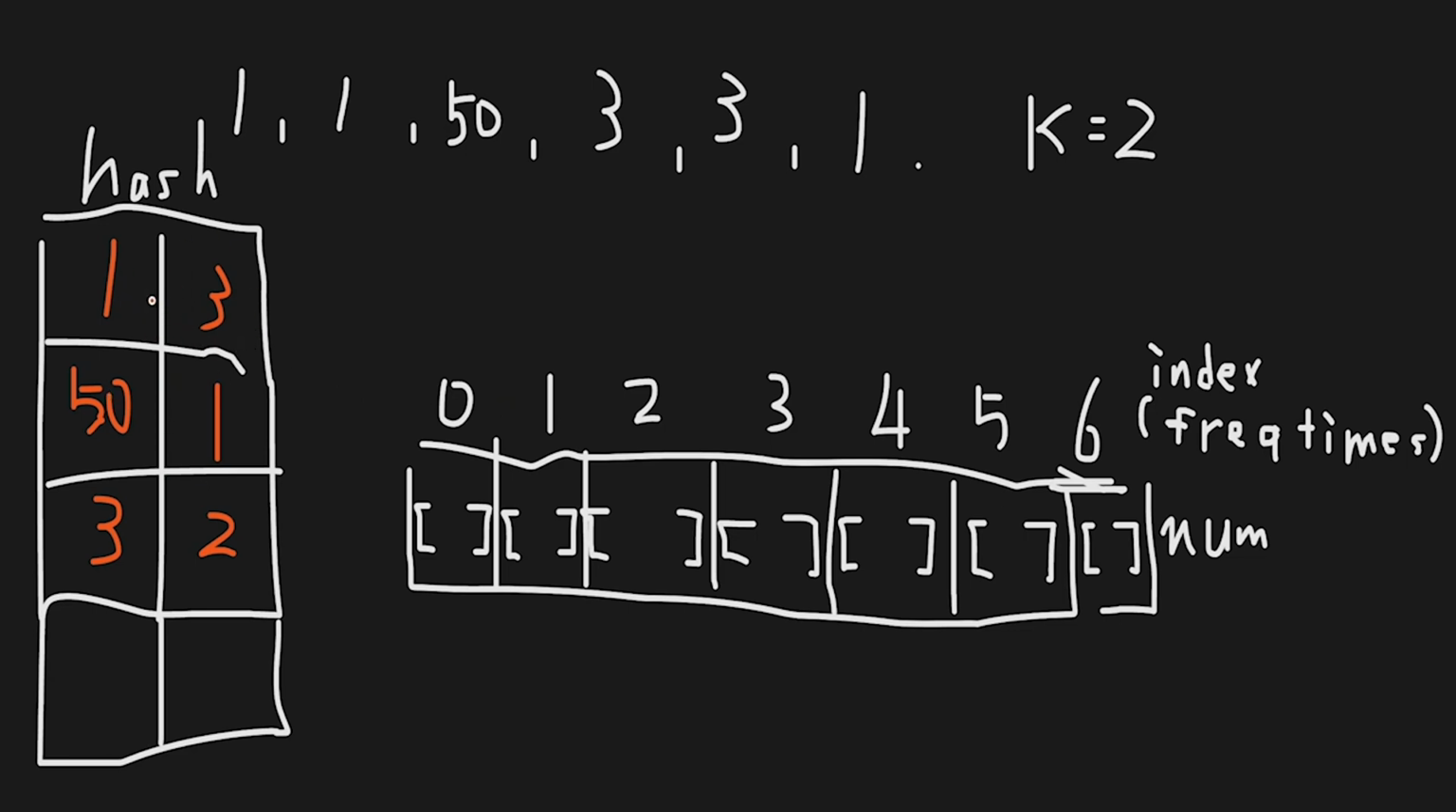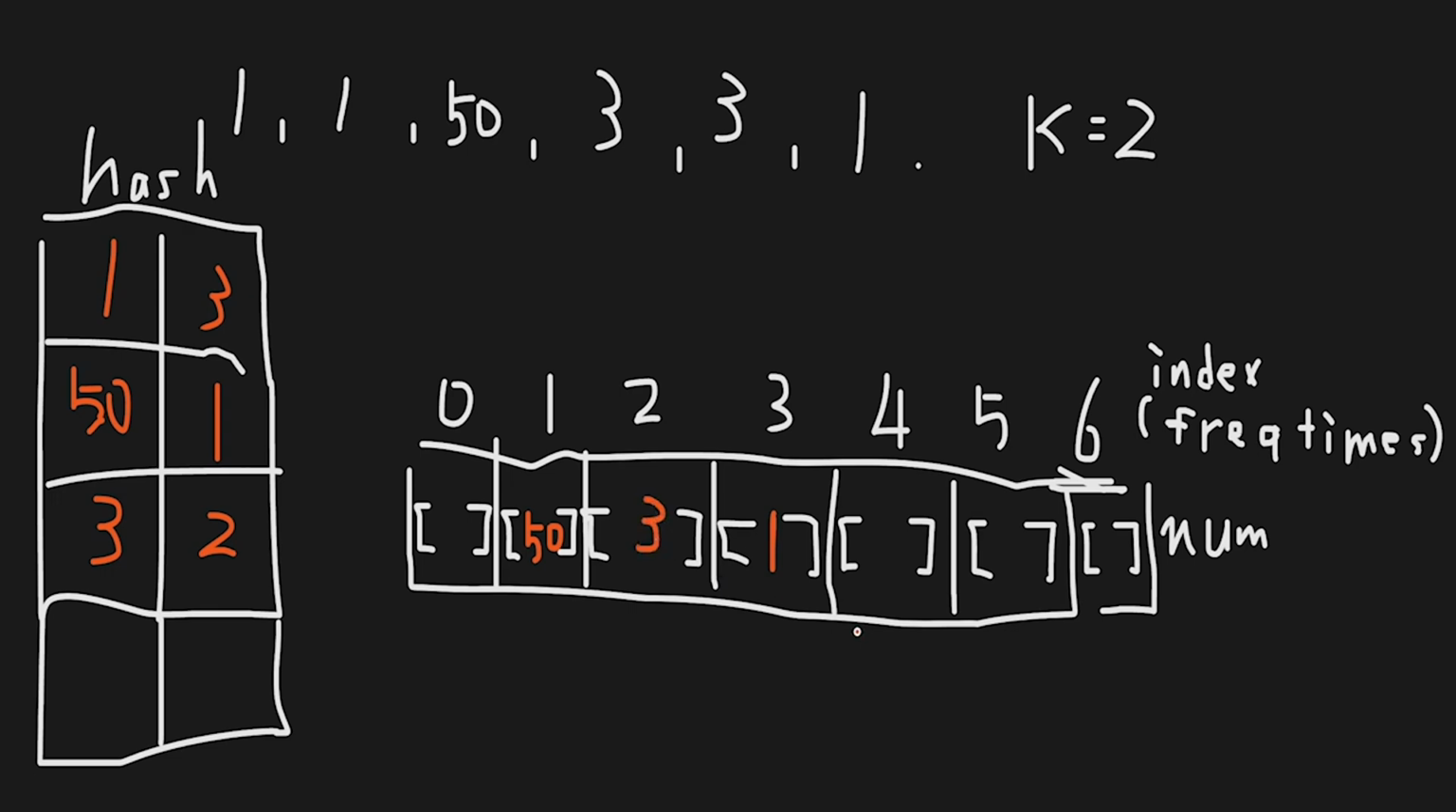So let's say we have 3 for 1. In that case, I put 1 into index 3. So that's why 1 is here. And how about 50? We have only one 50, so I put 50 into index 1 here. And how about 3? We have 2 for 3, so that's why I put 3 into index 2.